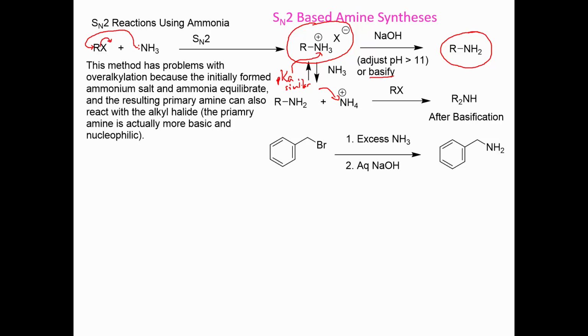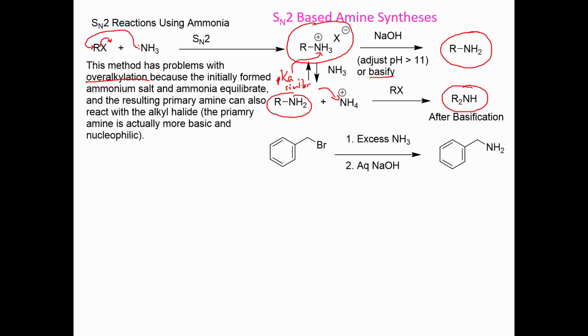So if these are coexisting at the same time, they'll do an exchange process, and once you generate this, it can now do an alkylation, and after basification, you would now produce the amine that has two R groups on it. So this is the problem. We call this problem over-alkylation. It is occurring because the initially formed ammonium salt and the starting amine are in equilibrium with each other.